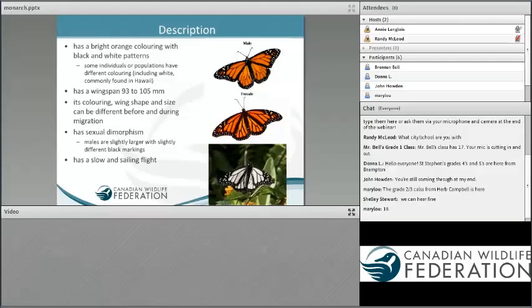The monarch does fly quite well. It has a slow and sailing flight, so it relies a lot on air currents to be airborne, but they're actually pretty graceful to see flying.